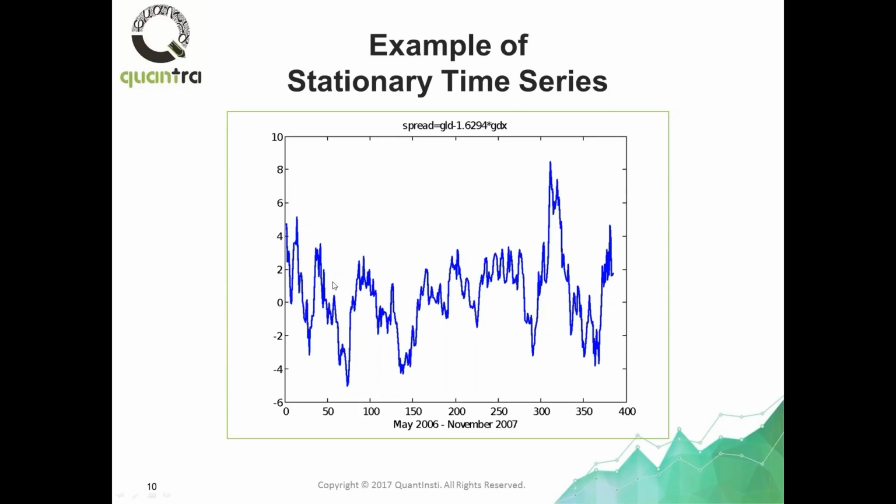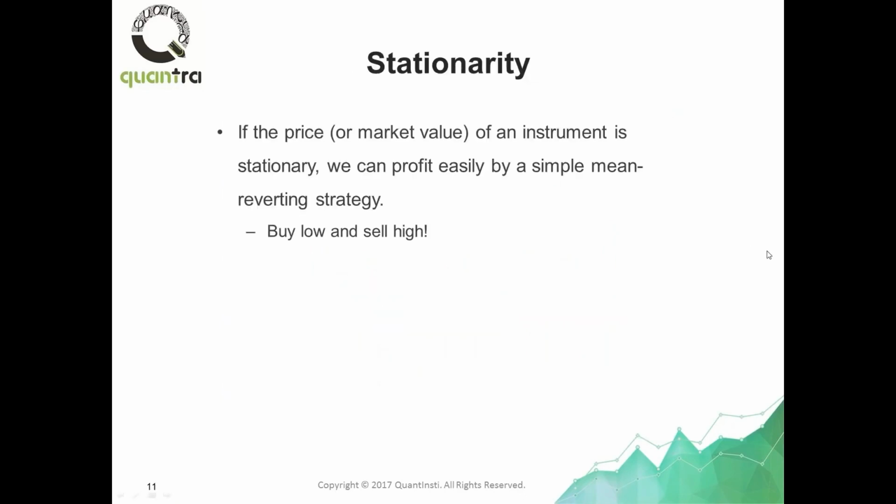However, here is an example of a stationary time series. You can see that it shows a distinct pattern. In fact, the pattern is so obvious that you can call it mean reverting, because whenever it's very far from, let's say, an imaginary line here, it tends to come back. It's very mean reverting. And now, if a price series that we trade is like that, it's stationary, it is obvious that we can trade it quite simply by a mean reversion strategy.